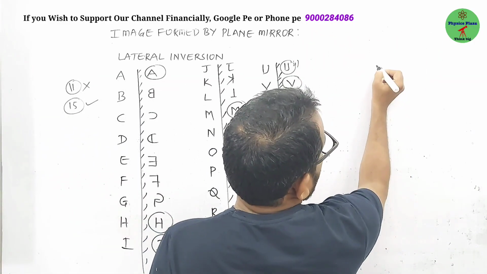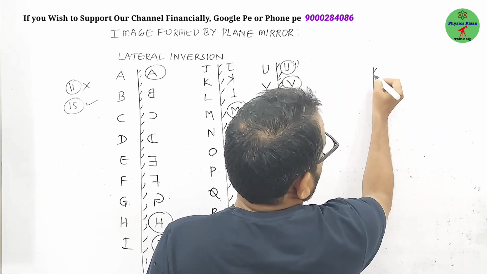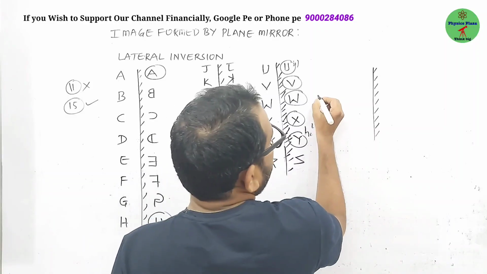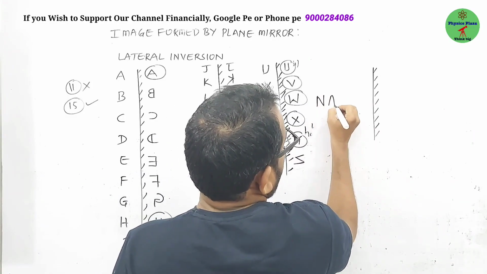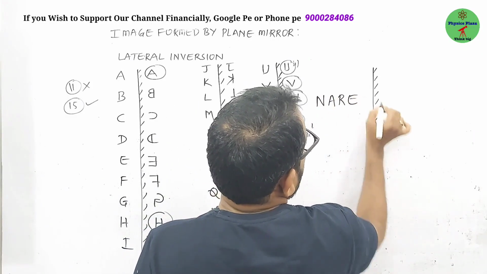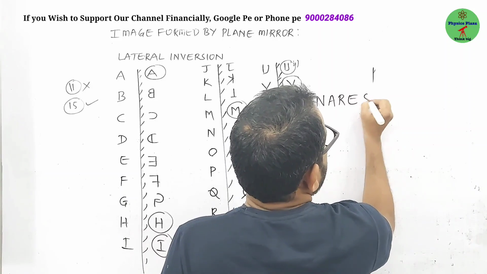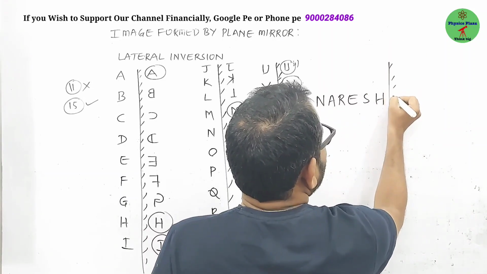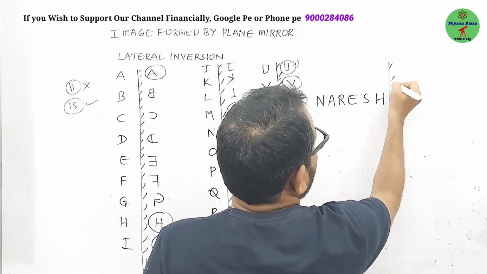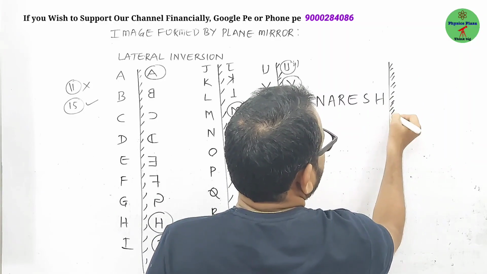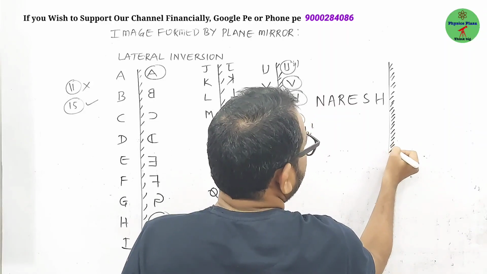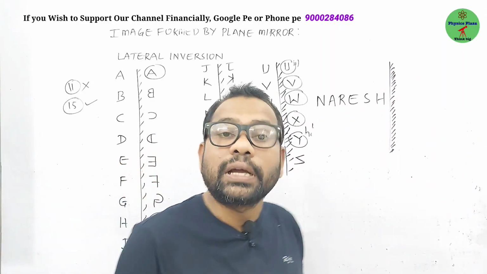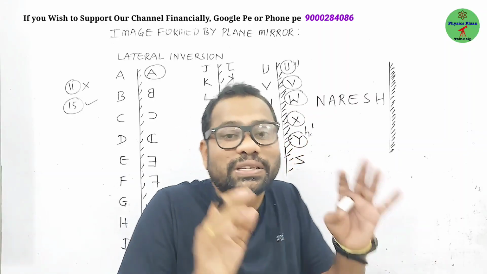Look here. For example, here is a plane mirror. Let me write one of the greatest person's name. N A R E S H. Who is the greatest person? Yay, it's me only. Sir, you are praising yourself. What should I do, dear children? Society and people are not recognizing me, so I have to recognize myself. Now it's self-satisfaction. That's it.